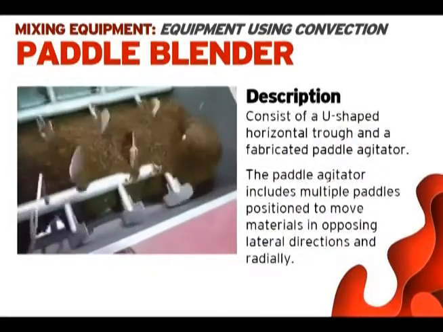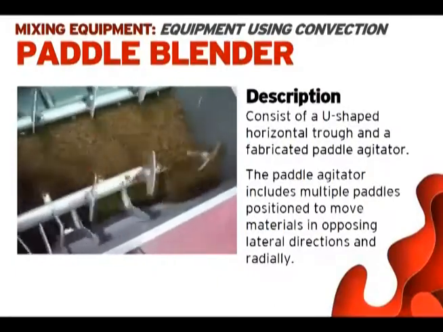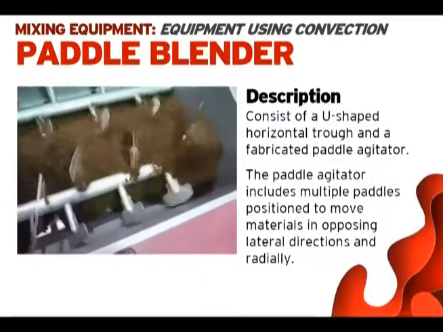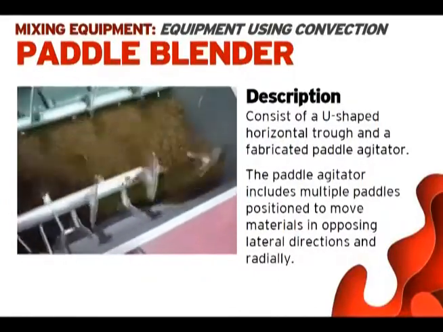Next equipment is a paddle blender. The paddle blender consists of a U-shaped horizontal trough and a fabricated paddle agitator. The paddle agitator includes multiple paddles positioned to move materials in opposing lateral directions and radially.